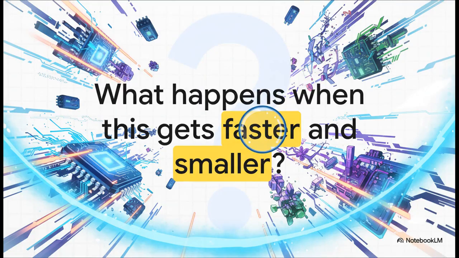So there you have it. We've unboxed the machine, we've seen the hardware body, the software brain, and that simple loop of input and output that makes the whole thing tick. But that leaves us with one last big thought. We've just looked at the basics here. So what happens when all of this gets a billion times faster and a billion times smaller?